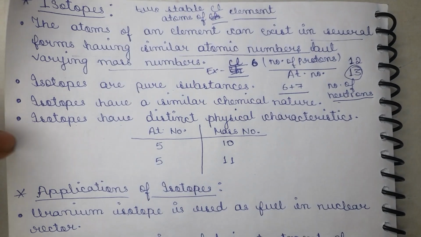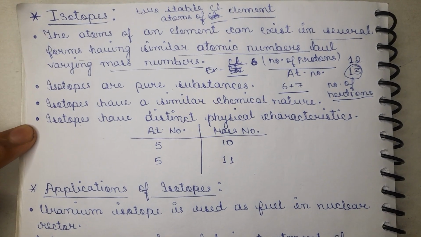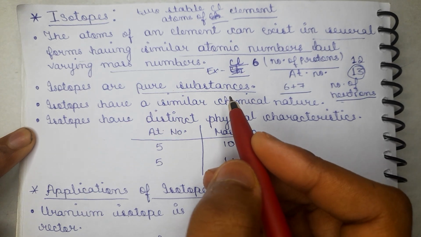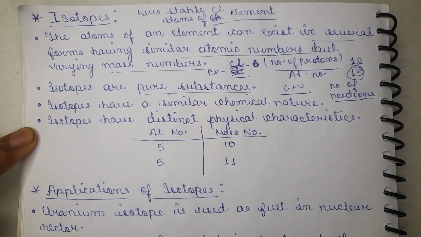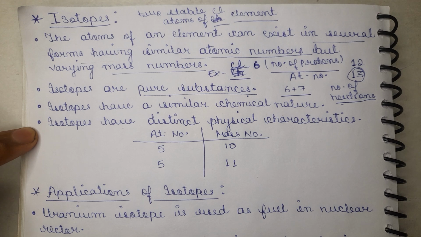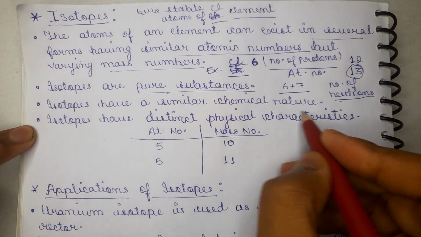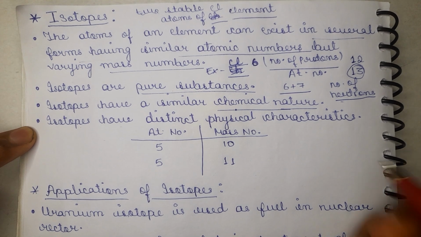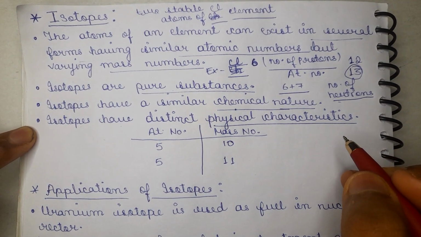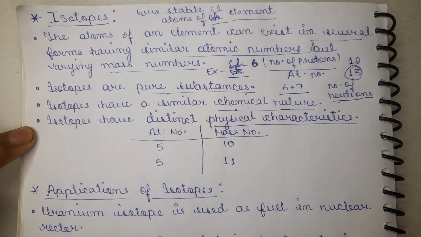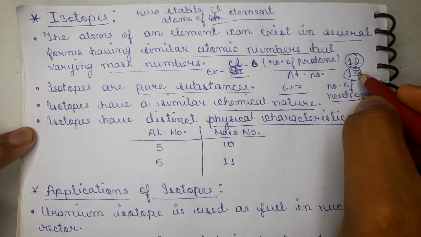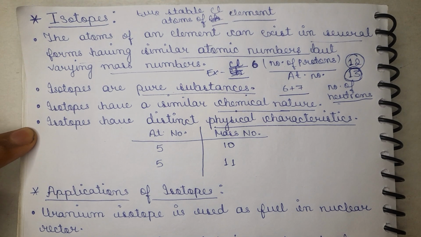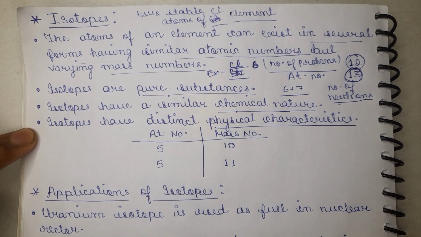Okay. Now if we see the other properties, the isotopes of an element are pure substances. The third point says that the isotopes have similar chemical nature. This means chemically they are similar, but the physical properties are different for different isotopes. If the first isotope has mass number 12 and the second isotope has mass number 13, they have different physical characteristics but the chemical nature of both atoms is the same.